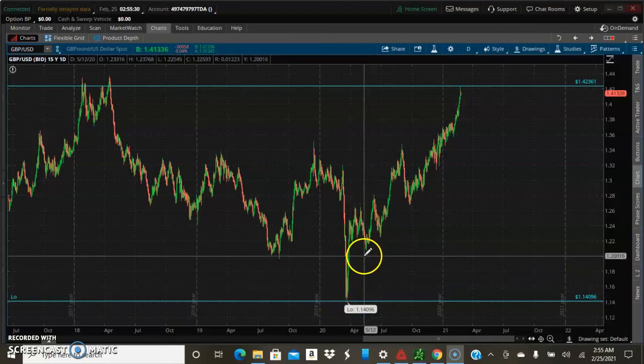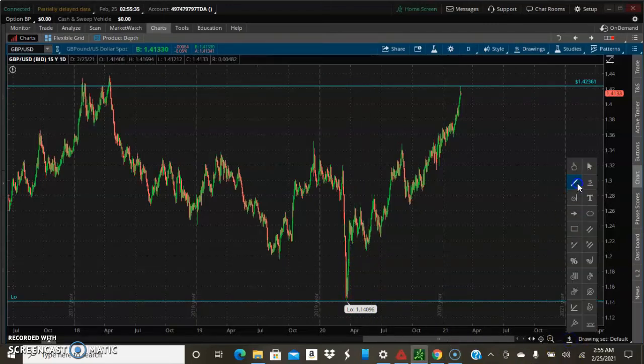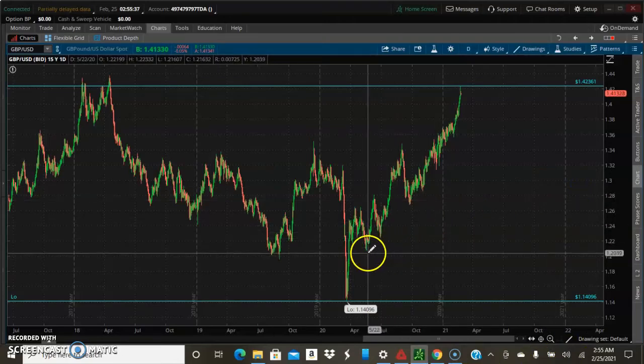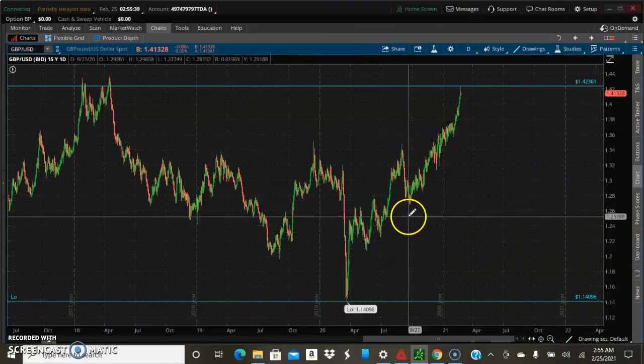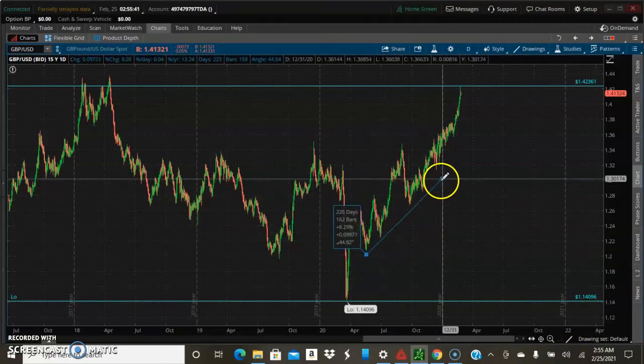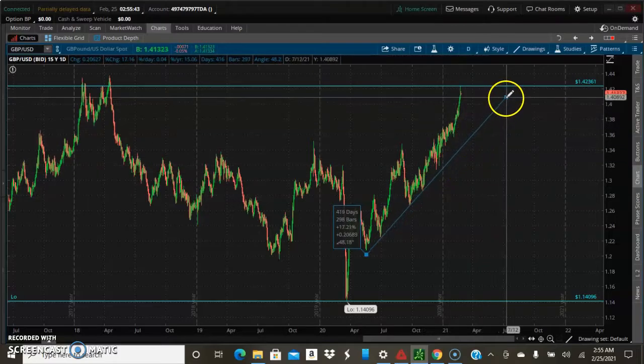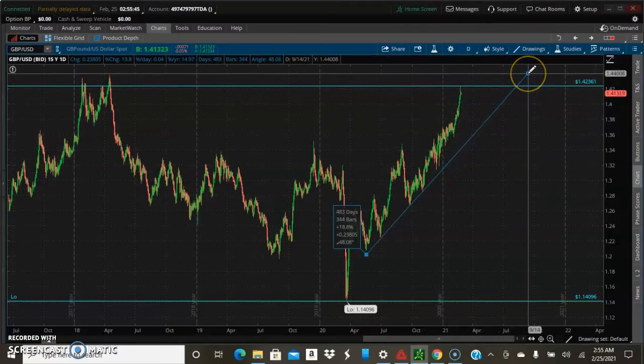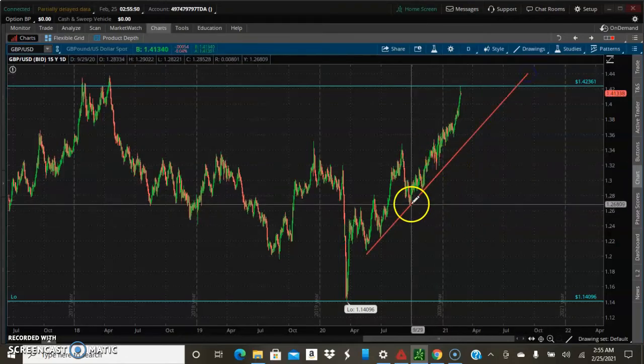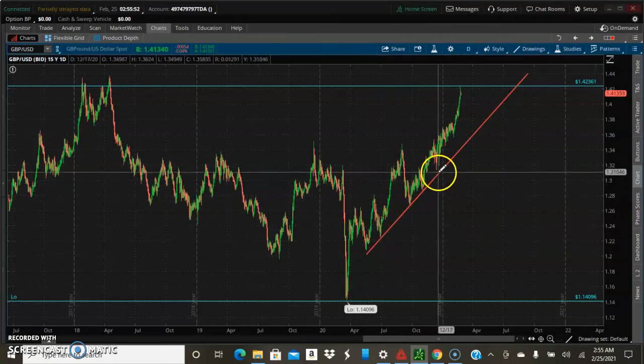I'm gonna draw the trend line from here. So we're gonna put a trend line here, so we can find this next available trade that needs to be traded. You can see you got trend line touches all the way through here.